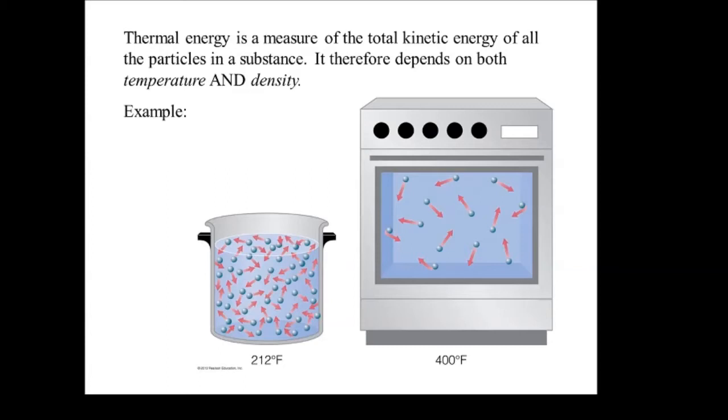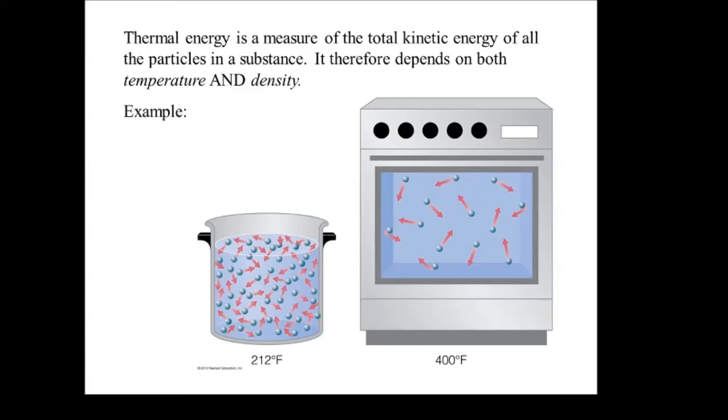The reason why is because even though that oven is much hotter, so we would say its temperature is much higher, the difference is the amount of thermal energy that's involved. The pot of boiling water has far more thermal energy. The collective kinetic energy is much greater.